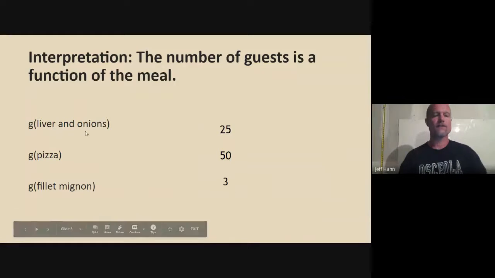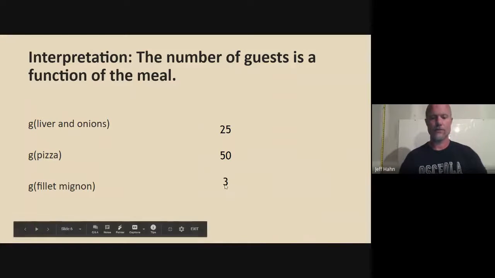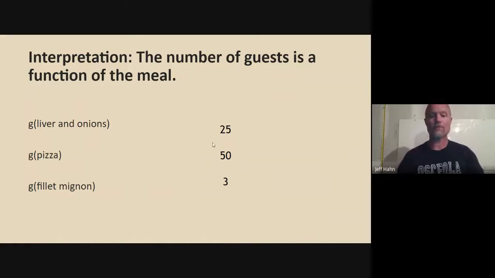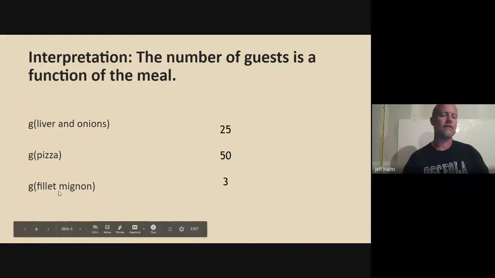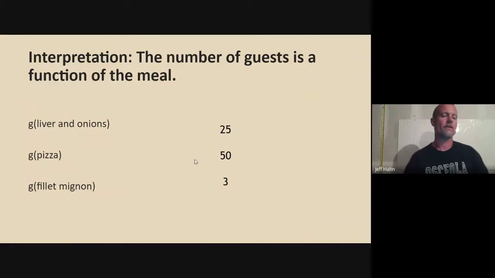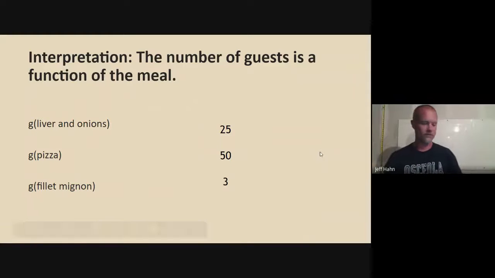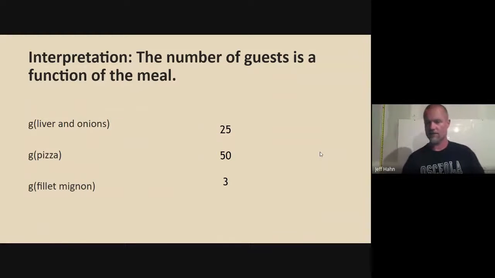Well, liver and onions, I don't think a lot of people like that. So I bet you if I advertise liver and onions, I'm going to get the lowest number over here, 3. Pizza, I think 25 people will come for pizza. And filet mignon, if I make the decision to serve filet mignon, 50 people are going to show up, as long as they're not paying for it at least. But remember, that's that small medallion of steak that everybody likes that's very tender and very, very tasty.